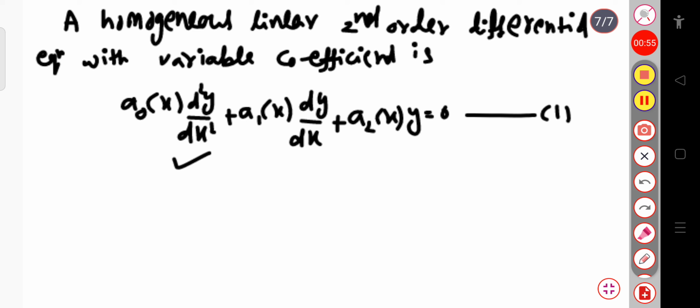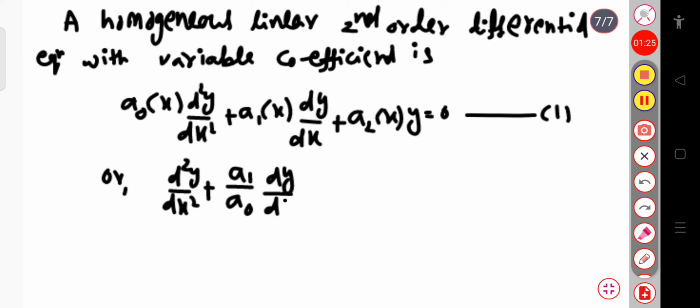So you can see the power, this is your second order. Now if I divide by a0(x), the highest order coefficient, the equation becomes d²y/dx² plus a1 divided by a0 into dy/dx plus a2 divided by a0 into y equal to 0. It is understood that a1 is a function of x as well as a0.